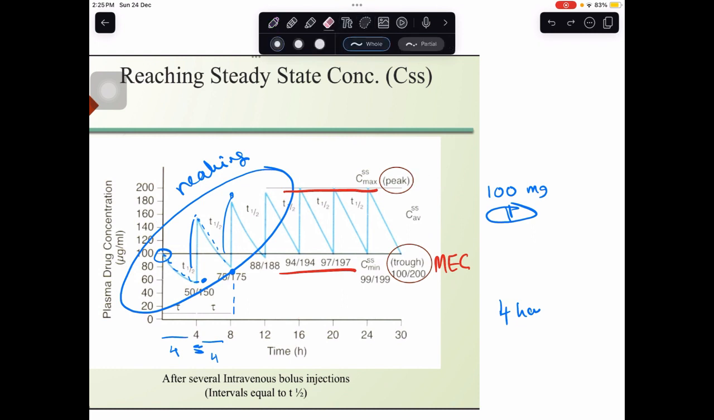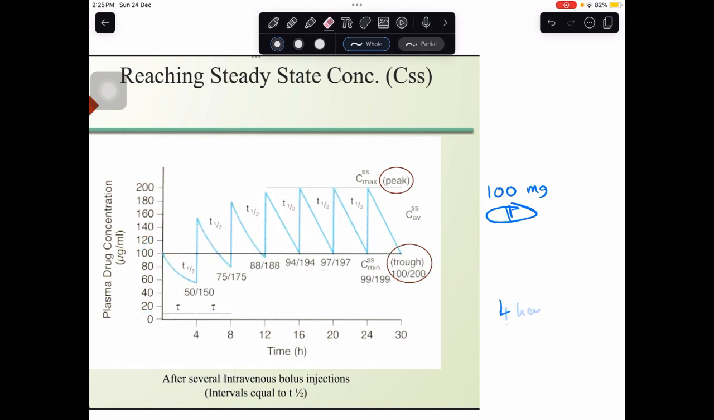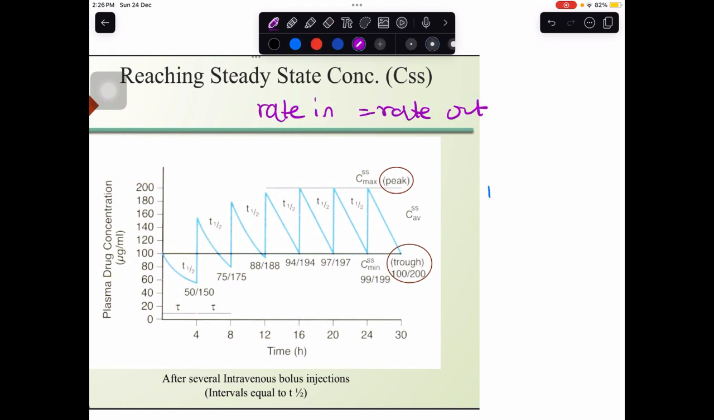This is the whole point that I want you guys to understand, the reason behind it, and what exactly steady state concentration is. We mentioned the rate in equals the rate out. That's great. And as you can see here, 100, for instance, at the beginning it reached the minimum toxic concentration, and now it will decrease to 100. So how much was I given? 100. At the end, 100 was rate out, and then I took another one. It reaches, boom, I take it like this.